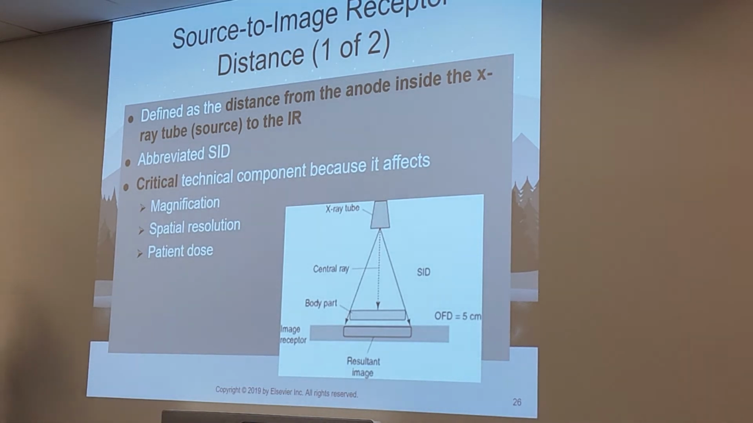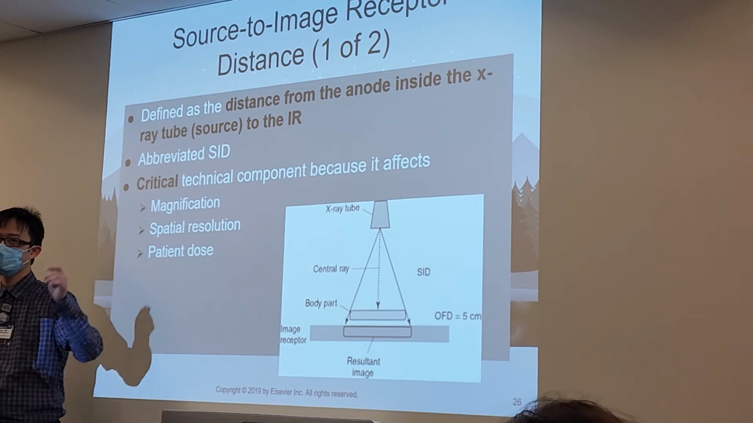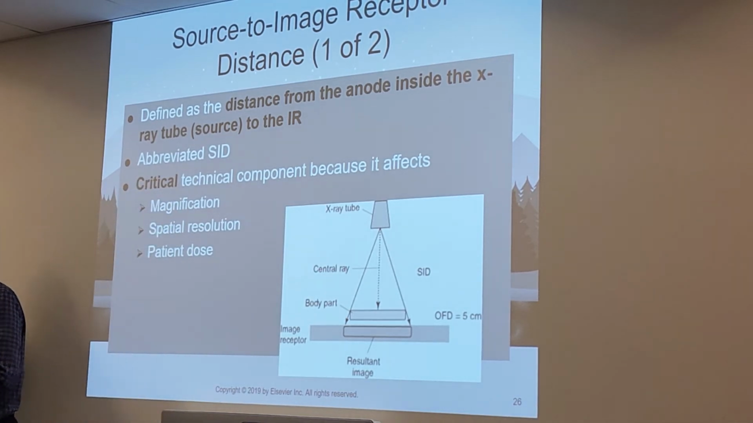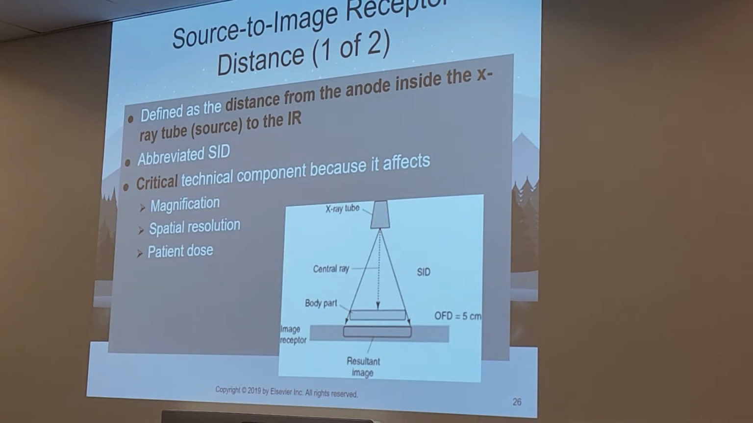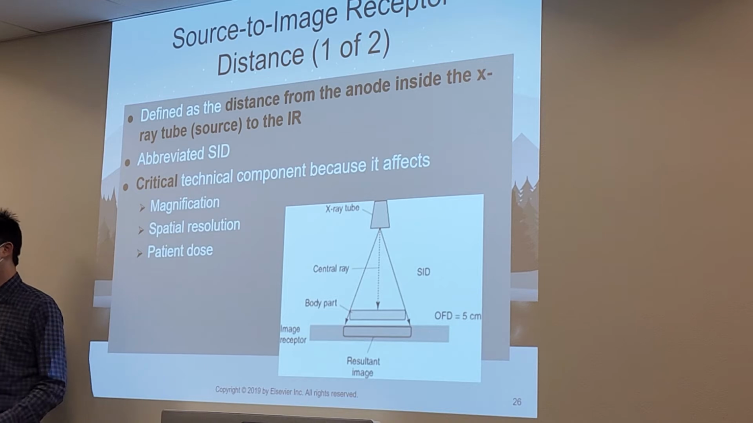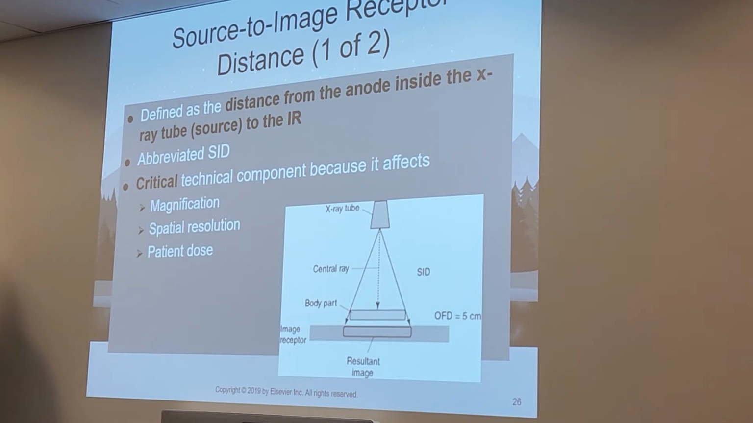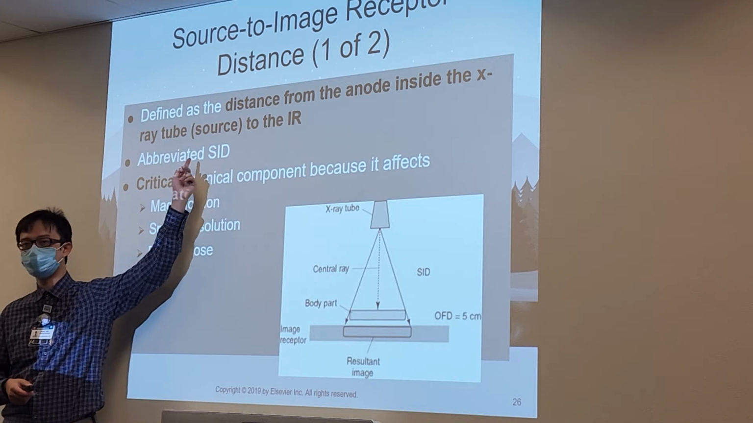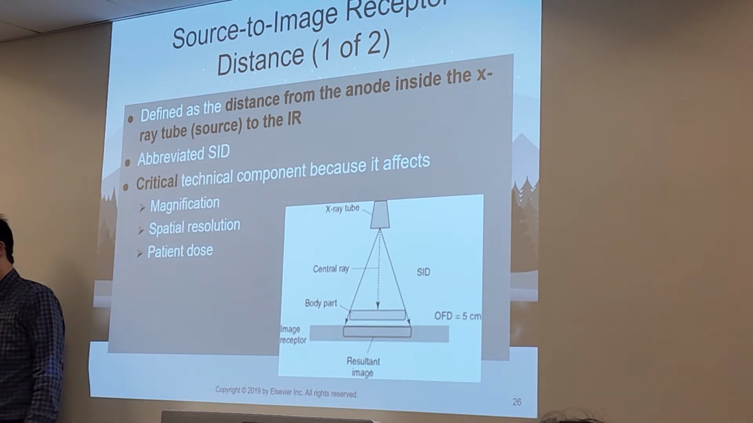So, as a refresher, SID is the distance from the X-ray tube, which is the source, to the IR, which is our image receptor. Okay? Got a fancy word here, anode. Don't worry about that right now. We'll get to that at the beginning of the fall semester, when you learn about what's actually inside that X-ray tube. Okay, so source to image receptor distance is abbreviated SID, for source, image, and distance.